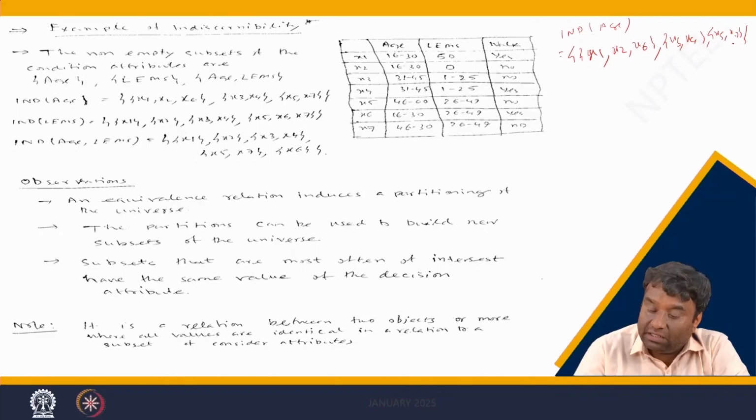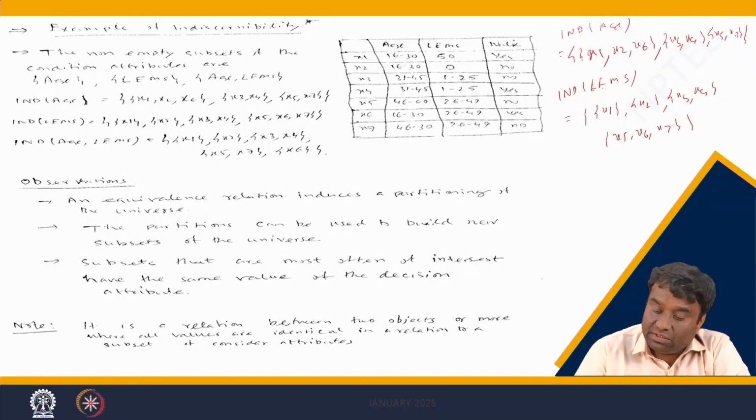Similarly, we try to write another one. Suppose the leg disease, that is LEMS. Indiscernible with respect to the LEMS attribute, you can find x1 is different, x2 is different, x3 and x4 make one equivalence group, and x5, x6, x7 make another equivalence class. So this is the indiscernibility of LEMS.